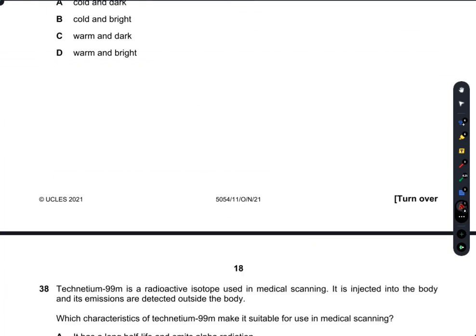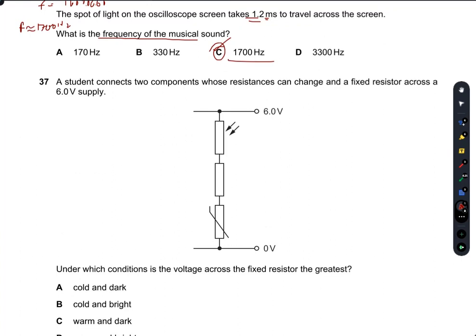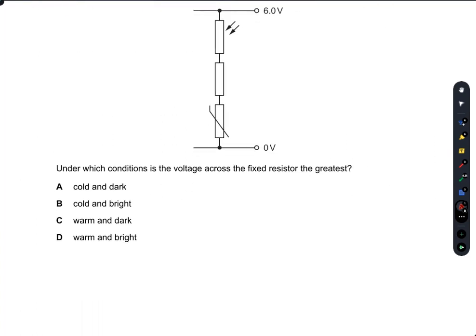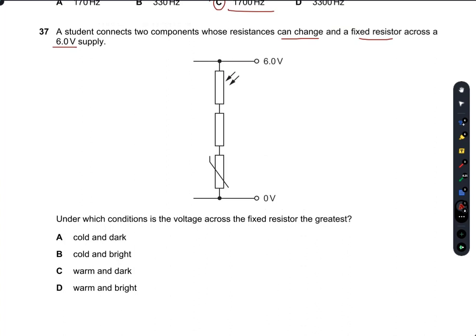A student connects two components whose resistance can change and a fixed resistor across a 6-volt supply. Under which conditions is the voltage across the fixed resistor the greatest? So this is the LDR, this is the thermistor, and this is the fixed resistor. Now I have to maximize the voltage here, and voltage is inversely proportional to resistance, meaning I have to lower the resistance as much as I can so the voltage becomes greatest.